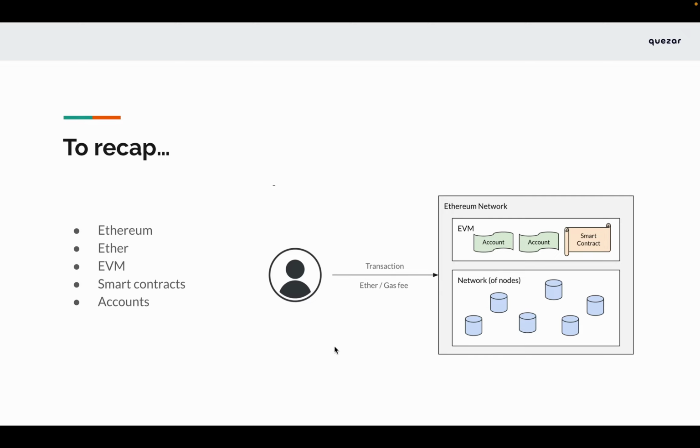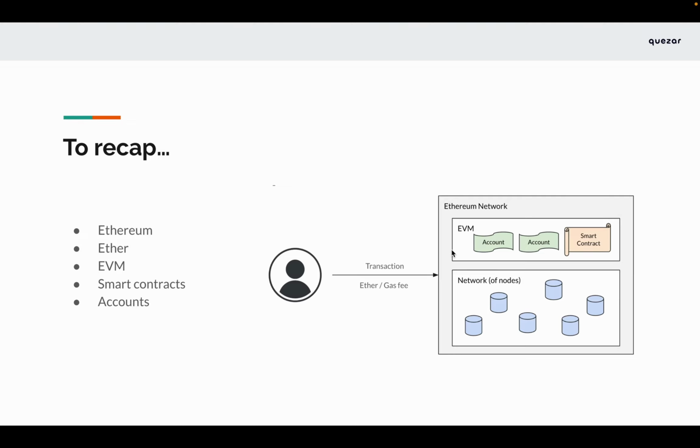And any kind of activity that you do on the Ethereum network, you will pay the network in the form of gas fee that is usually denominated in Ether. Ether is the native cryptocurrency of Ethereum network and it becomes a medium of exchange between the users and the network operators.